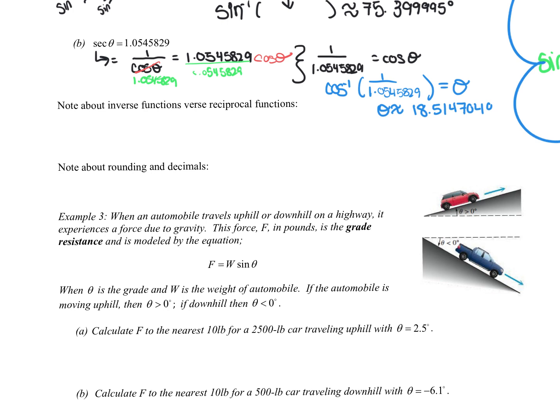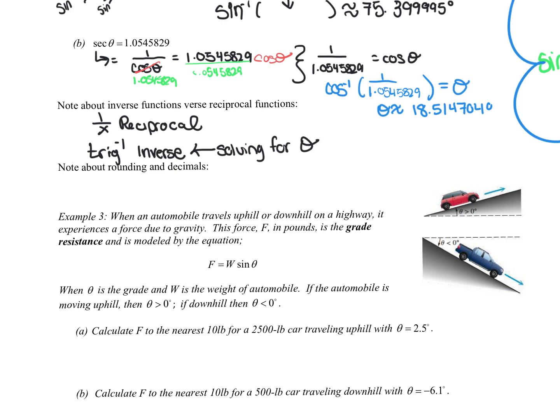So some notes about inverse and reciprocal functions. 1 over anything is a reciprocal. Any trig to the -1 power is an inverse. We're undoing the trig function. When you do this, you are solving for theta, the angle.